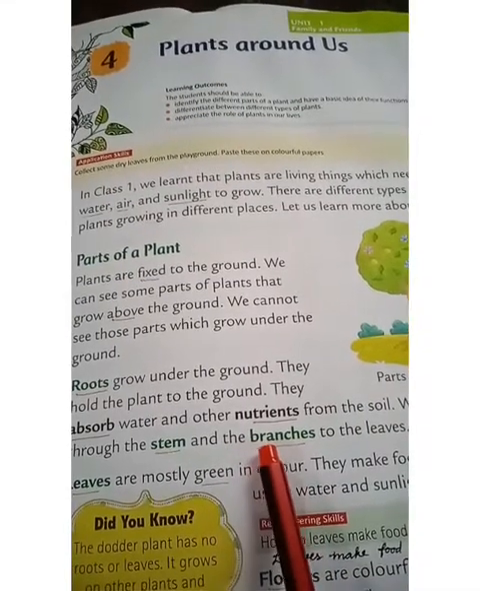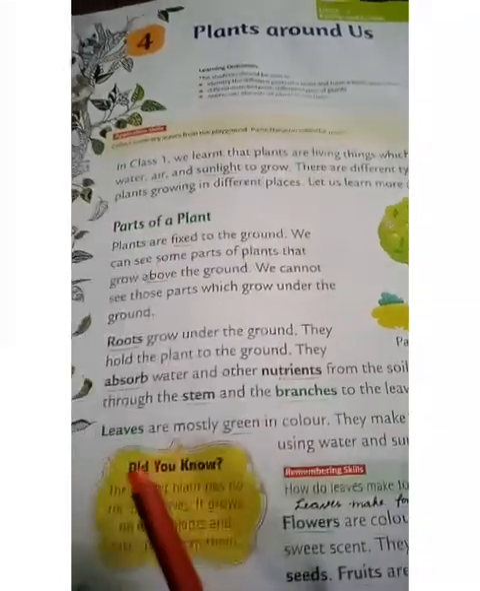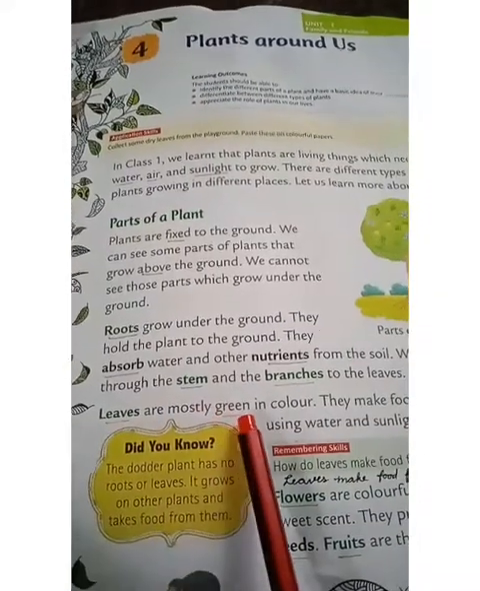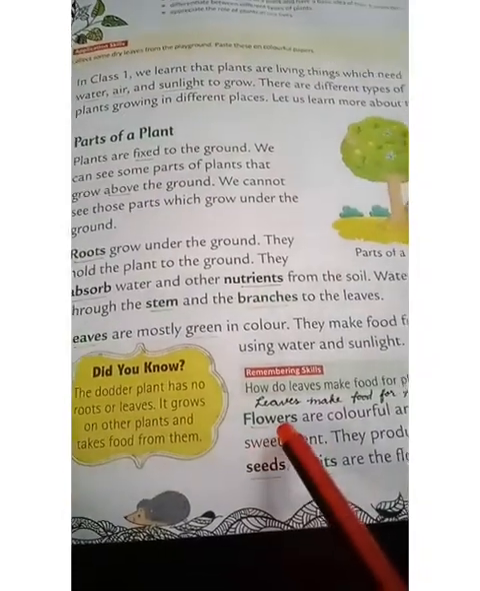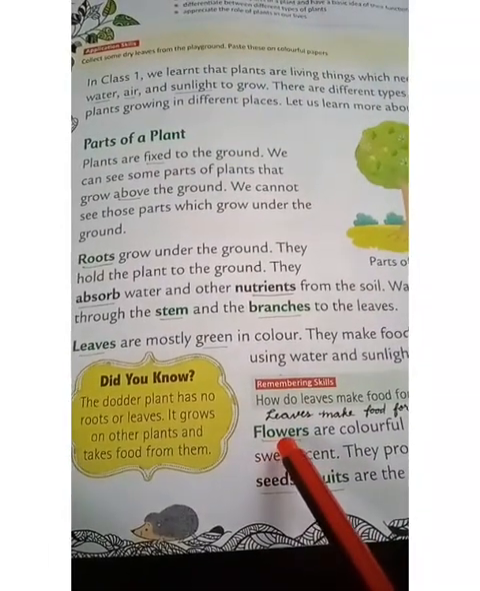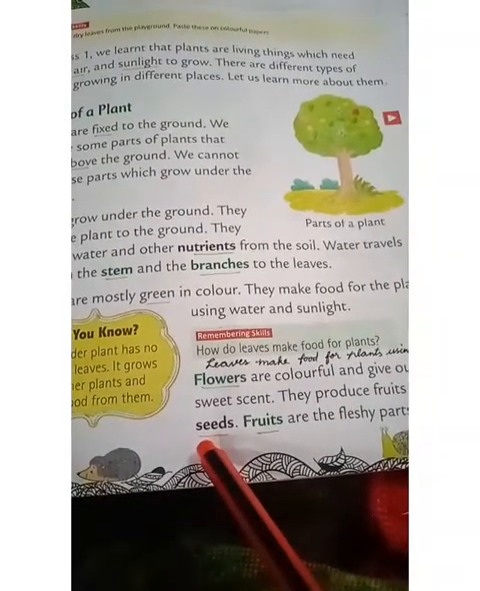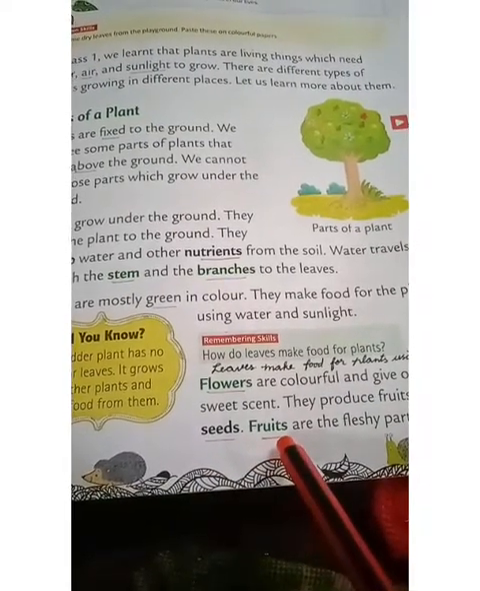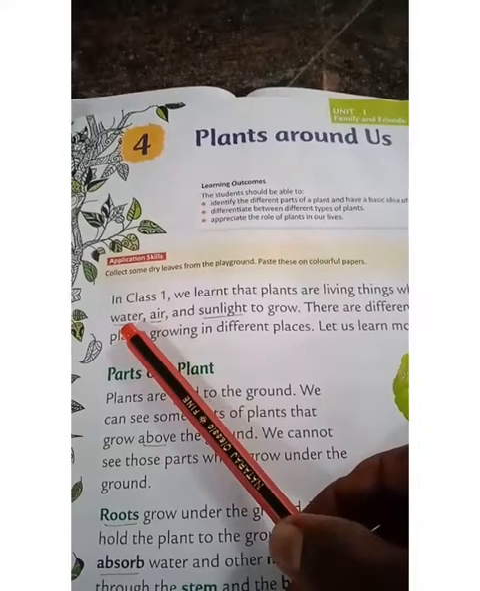Branches, B-R-A-N-C-H-E-S, branches. Then leaves, L-E-A-V-E-S, leaves. Green, G-R-E-E-N, green. Flowers, F-L-O-W-E-R-S, flowers. Seeds, S-E-E-D-S, seeds. Fruits, F-R-U-I-T-S, fruits.